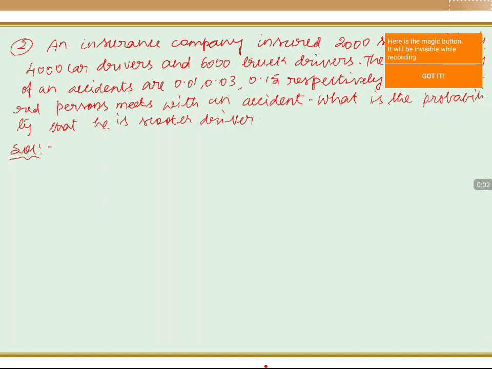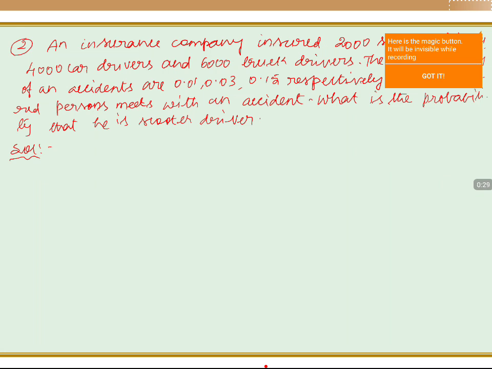An insurance company insured 2,000 scooter drivers, 4,000 car drivers, and 6,000 truck drivers. The probabilities of an accident are 0.01, 0.03, and 0.15 respectively. One of the insured persons meets with an accident. What is the probability that he is a scooter driver?